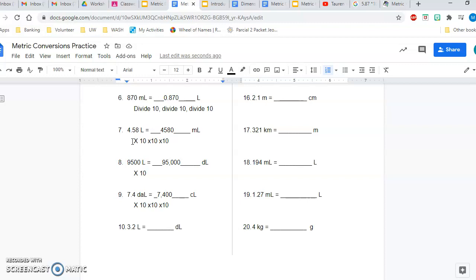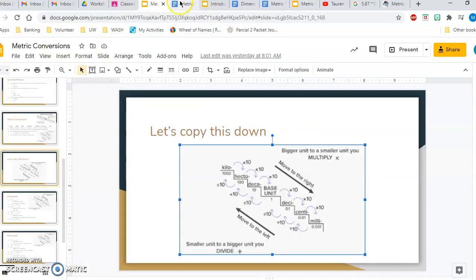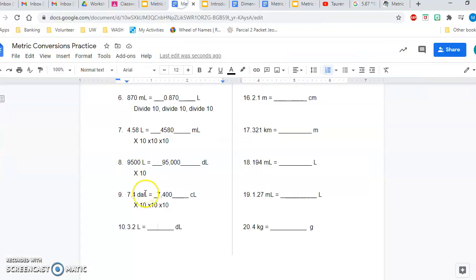Now the last one we're going to work through together is this, liters to deciliters. So we are starting at liters, we're going to deci. Our base unit is liter, we're going to deci, so we're going to multiply by 10. So this is going to be times 10, and we would move our decimal point to the right one spot. So this is going to be 32 deciliters.